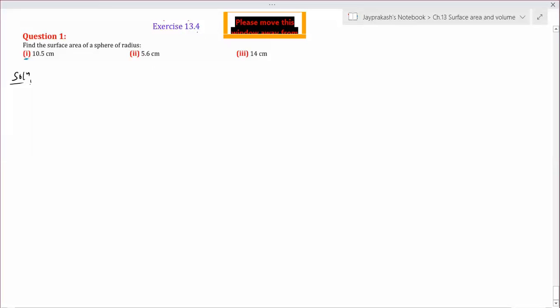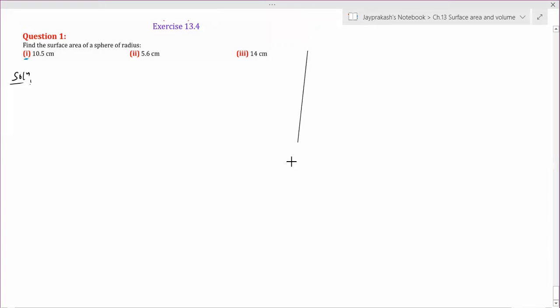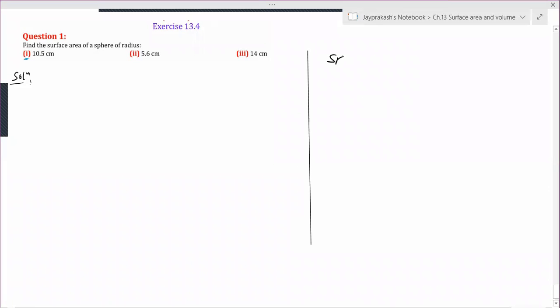So in exercise 13.4, we have to deal with the sphere and hemisphere. When we talk about the sphere, it is something like a ball. So this is the sphere. Now the total surface area is equal to 4 pi r square.